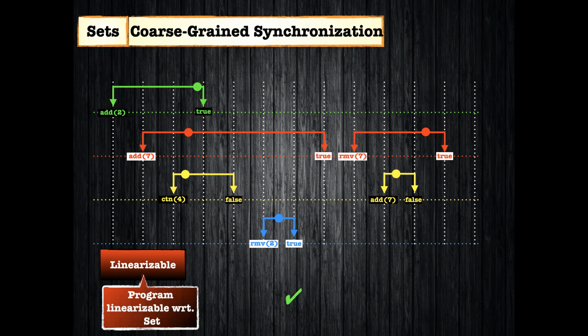So we say that the program is linearizable with respect to set, because any history, given my linearization policy, is linearizable, or reduces to a sequential history whose traces are in the set of allowed traces of the abstract data type set.